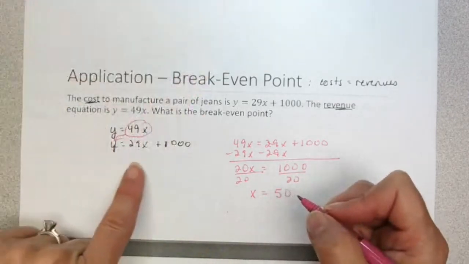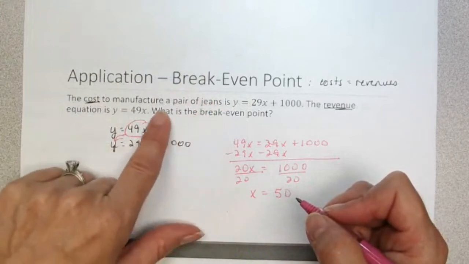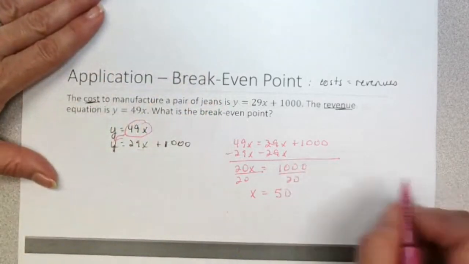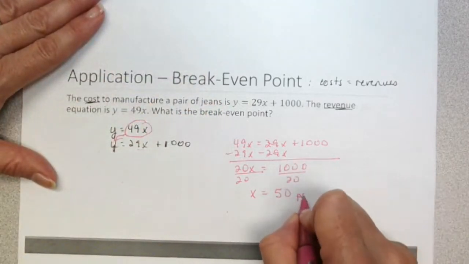And x is representing, what is x representing? Oh, I guess it's representing the pair of jeans. So x equals 50 pairs of jeans.